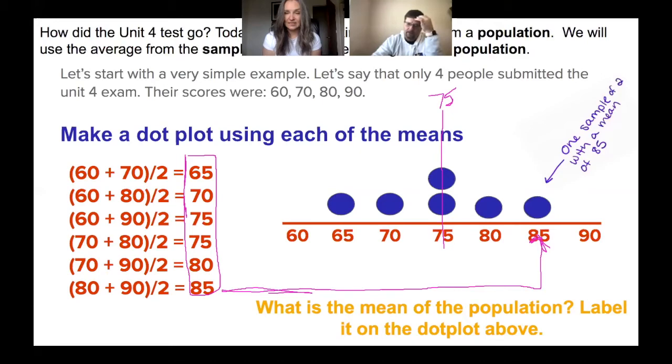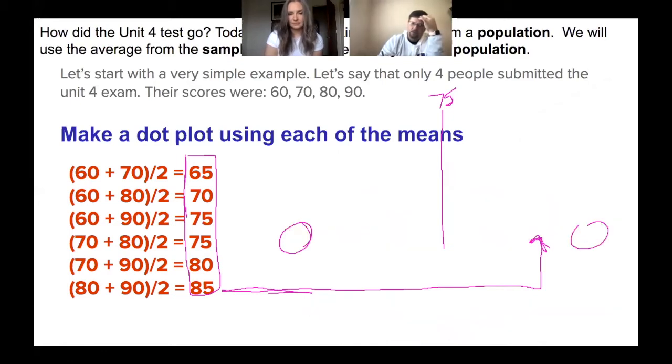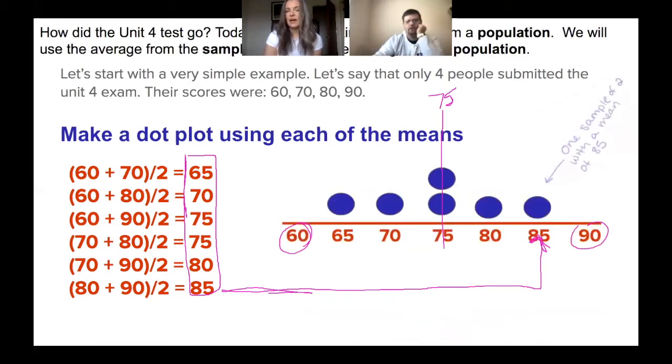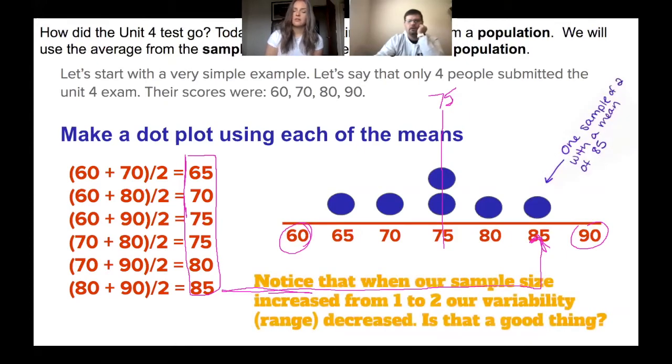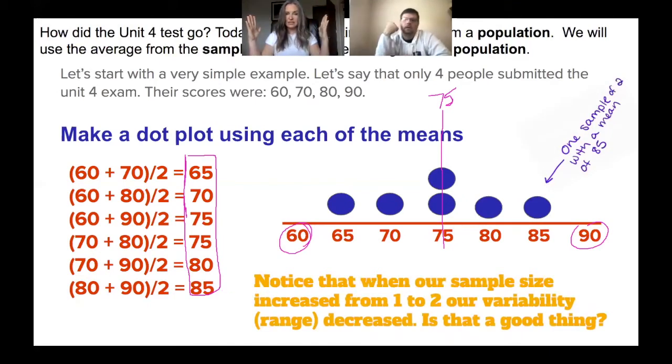But what happened to the... Where were we out to before? We had a 60 and a 90. Notice we don't have them anymore. Okay. So now we're thinking, okay, we're noticing that the range has decreased. It was 60 and 90, and now it's decreased to, the range was 30, right? Because 90 minus 60. And now the range has decreased to what? To 20. Yeah. So we've tightened our data and it's still clustering around the center.